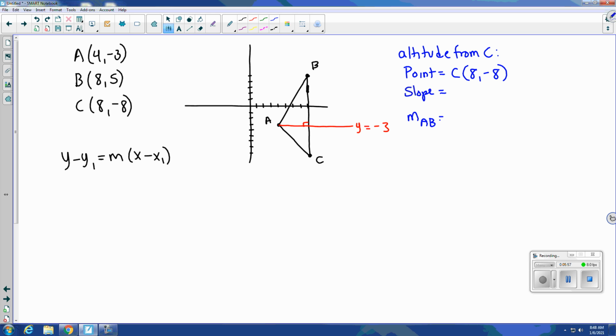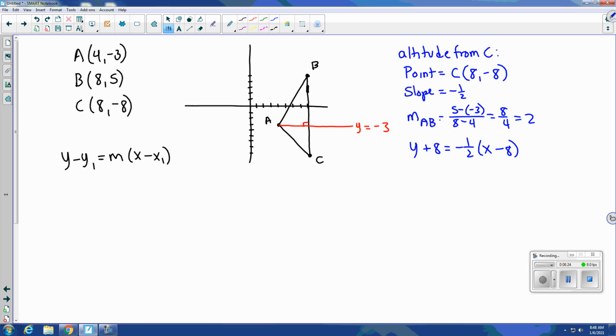Slope for AB, we're just going to do change in y, so 5 minus a negative 3, over a change in x, which is 8 minus 4. And we're going to get 8 over 4, which is 2. Now that's the slope of side AB, so the slope that runs perpendicular to it is negative 1/2. And now I have the two pieces of information to write the altitude from C. That's going to be y minus the y coordinate, so minus the negative 8 equals plus 8, negative 1/2, x minus 8.